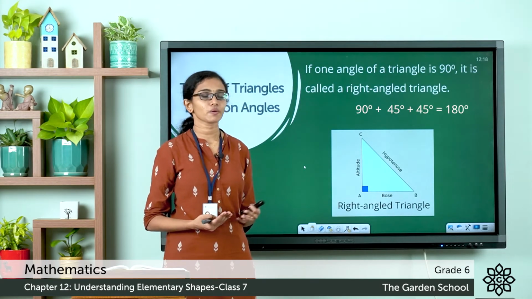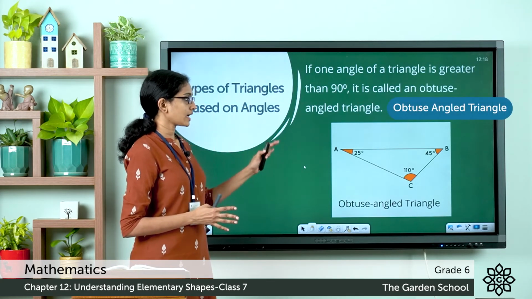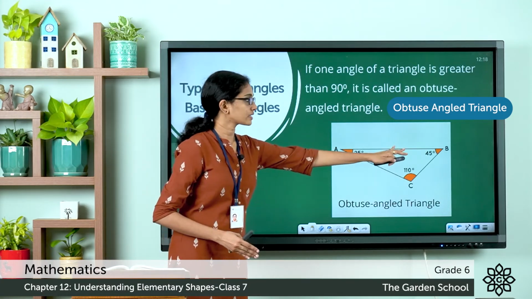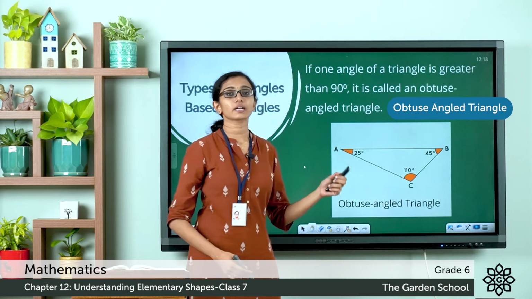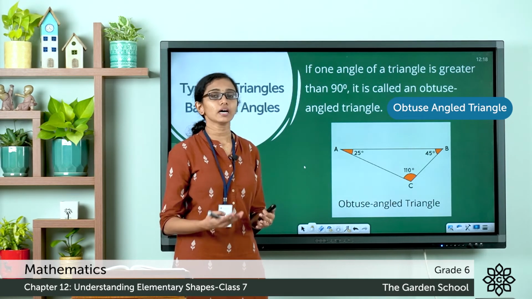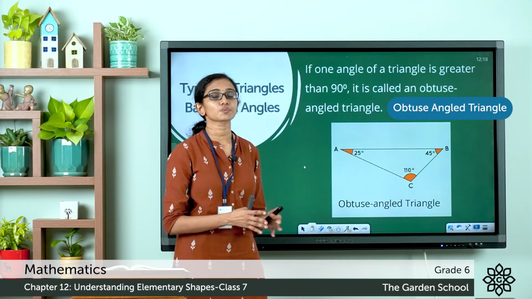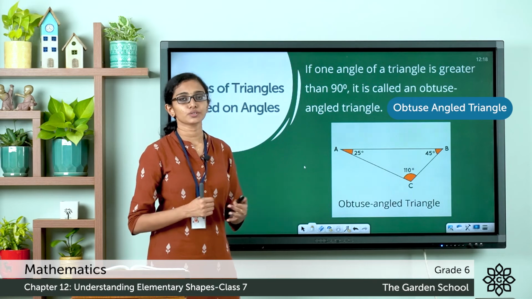Now let's see the third type of triangle based on angles. You can see triangle ABC here. Angle A is equal to 25 degree, angle B is equal to 45 degree, and angle C is equal to 110 degree, which is more than a right angle. So when you have a triangle in which one of the angles is more than 90 degree, you call that an obtuse angled triangle.